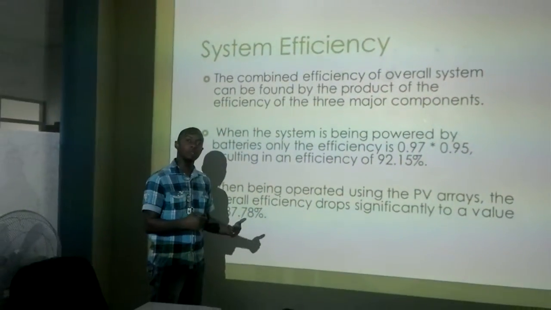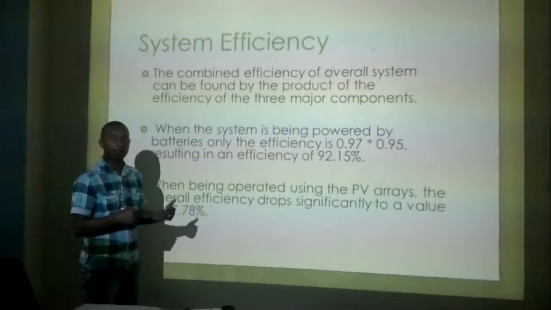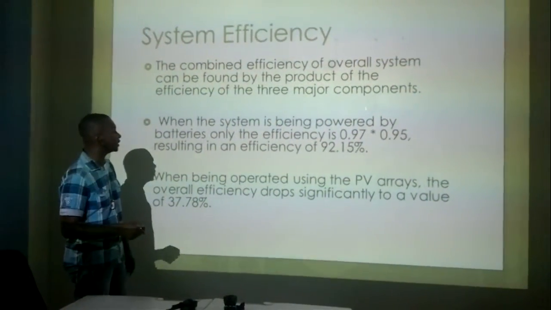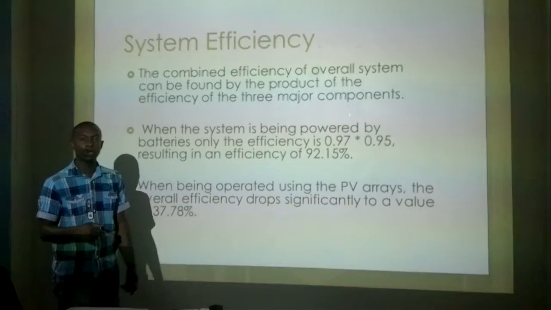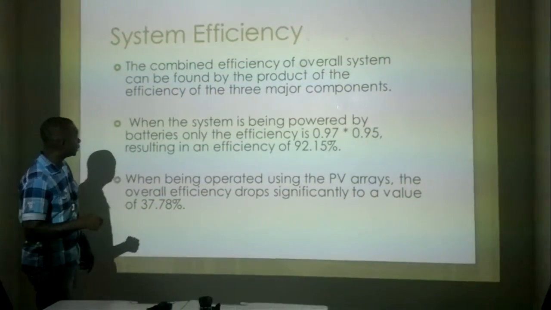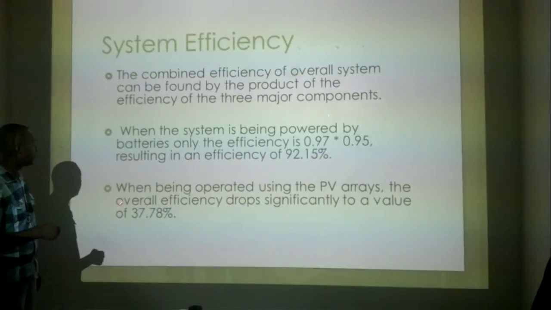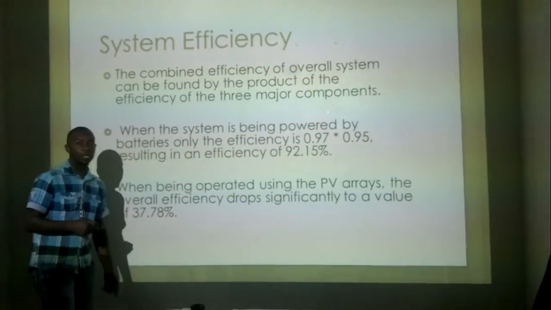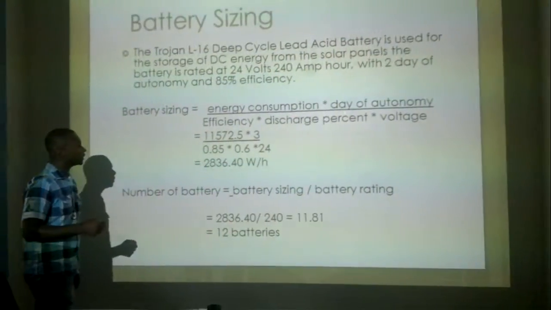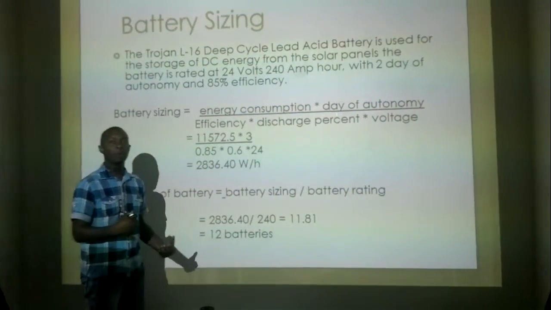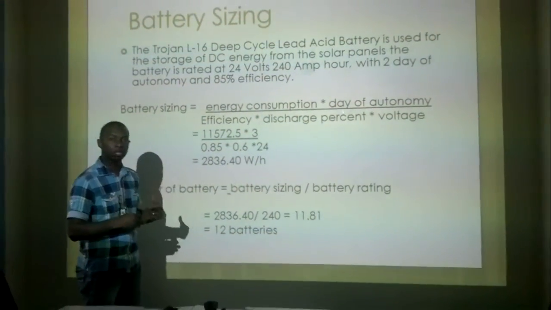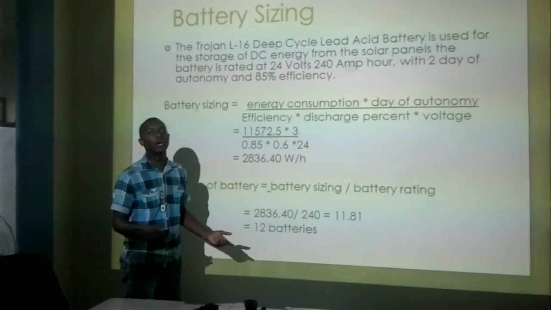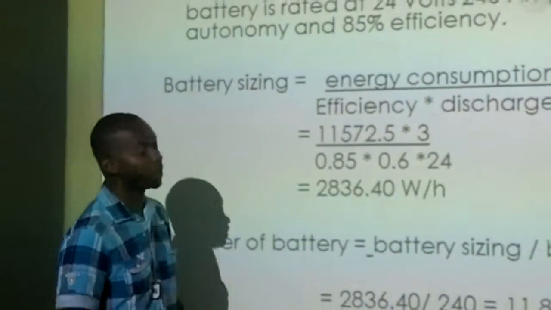Now, whenever you're operating using PV arrays, the PV arrays are very inefficient, and as we said, this is due to most of the sun's energy being reflected away. The PV arrays normally have an efficiency of about 41%. This drops the entire system efficiency down to a low value of 37.78%. But this doesn't mean it's a horrible figure, because remember, we are just trapping the sun's energy, which we have an abundance of, and converting it to electricity.